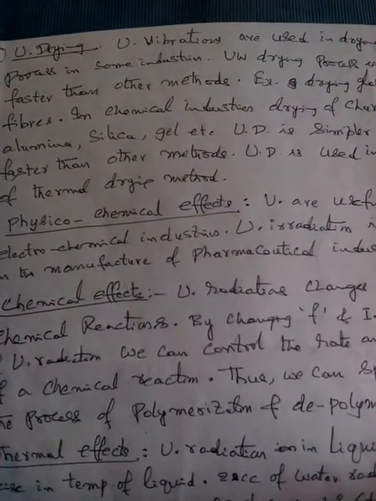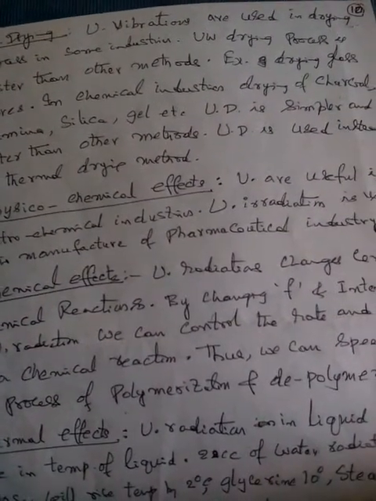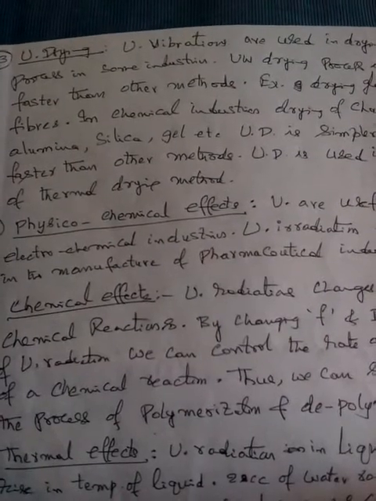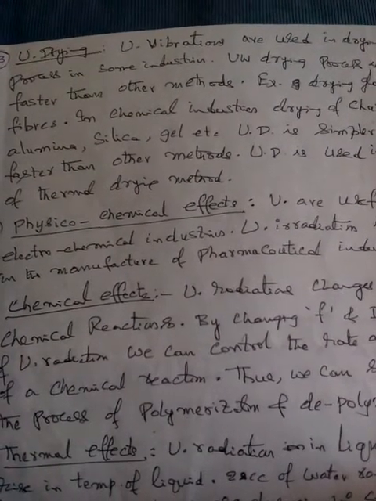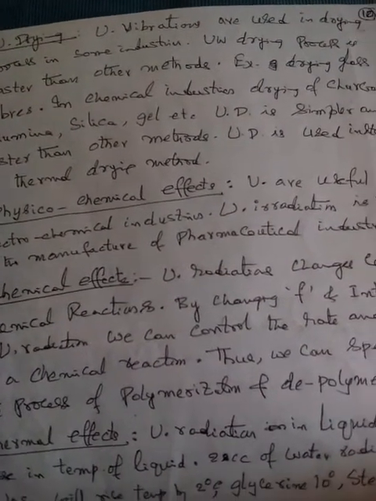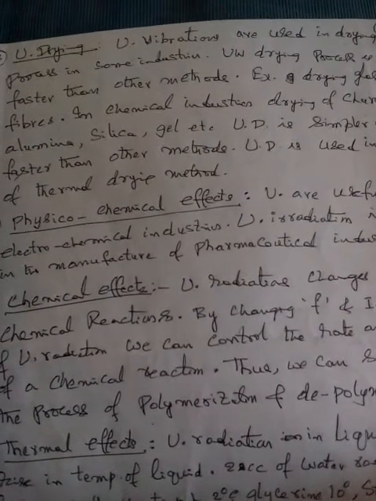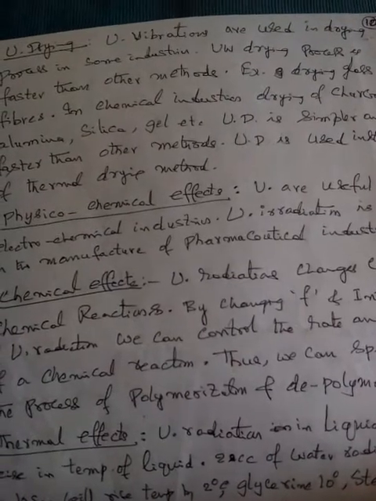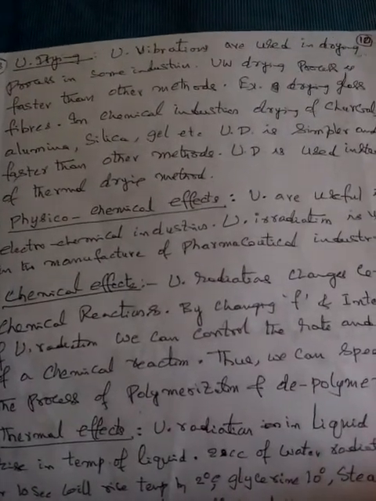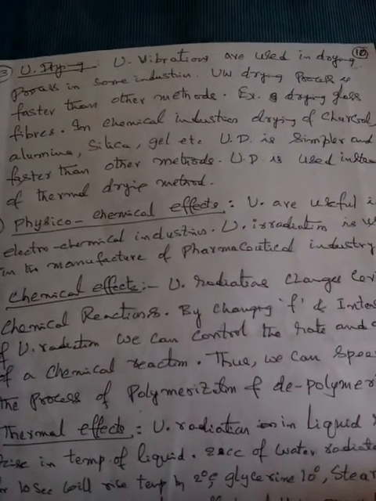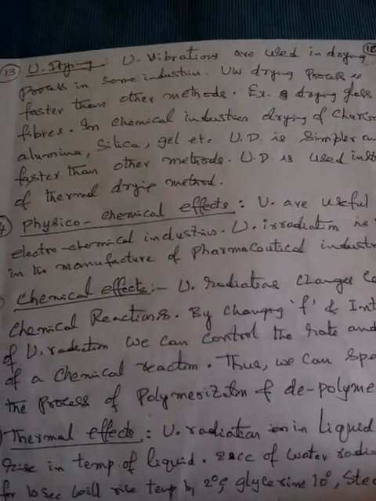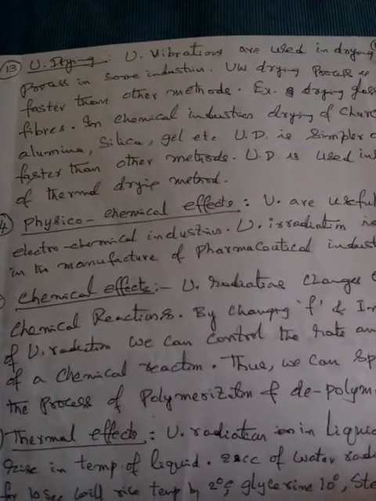In chemical industries, drying of charcoal, alumina, silica gel, etc. Ultrasonic drying is simpler and faster than other methods. Ultrasonic drying is used instead of the thermal drying method.